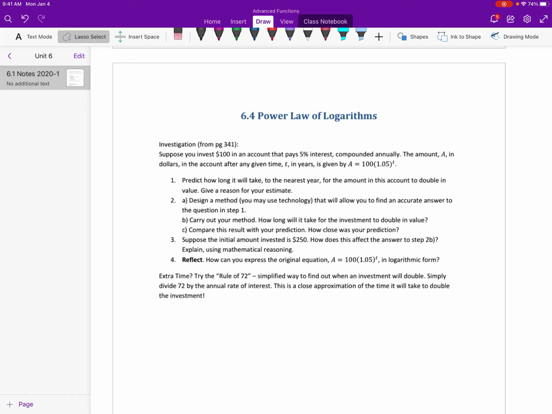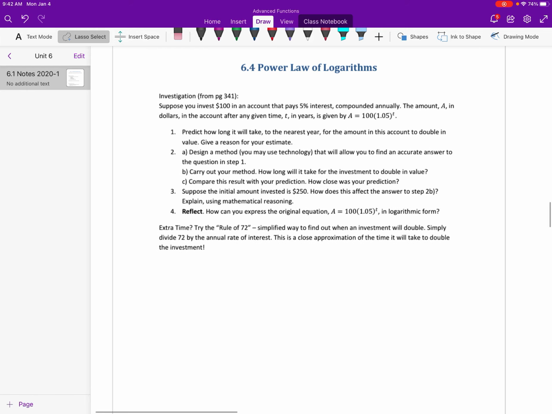The power law of logarithms. Typically in class, I'd go through this investigation with you, but I'm just going to skip to the conclusion here, which is kind of fun. So here, there's this rule. It's called the rule of 72.